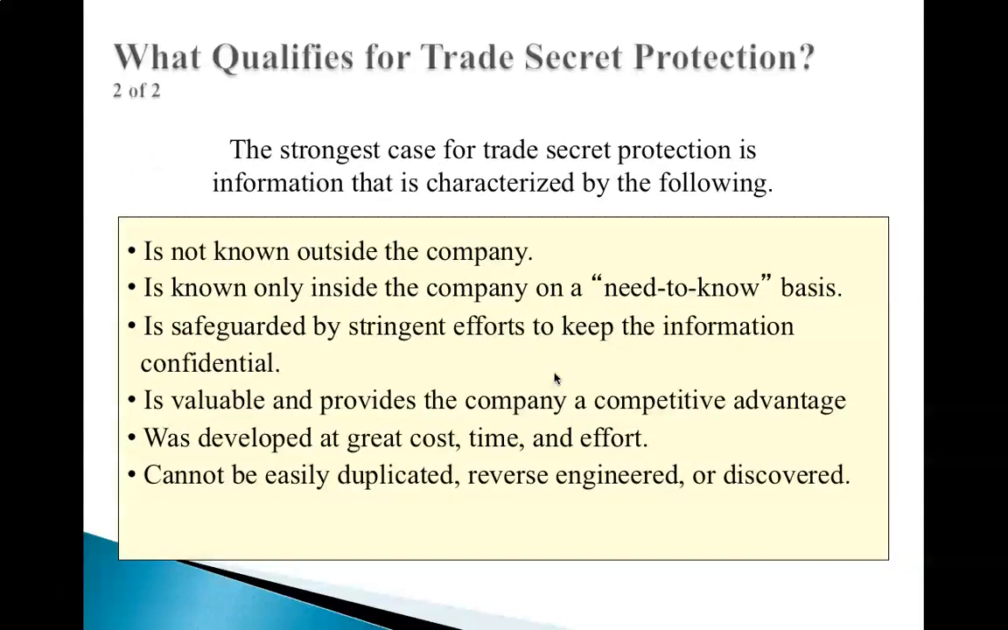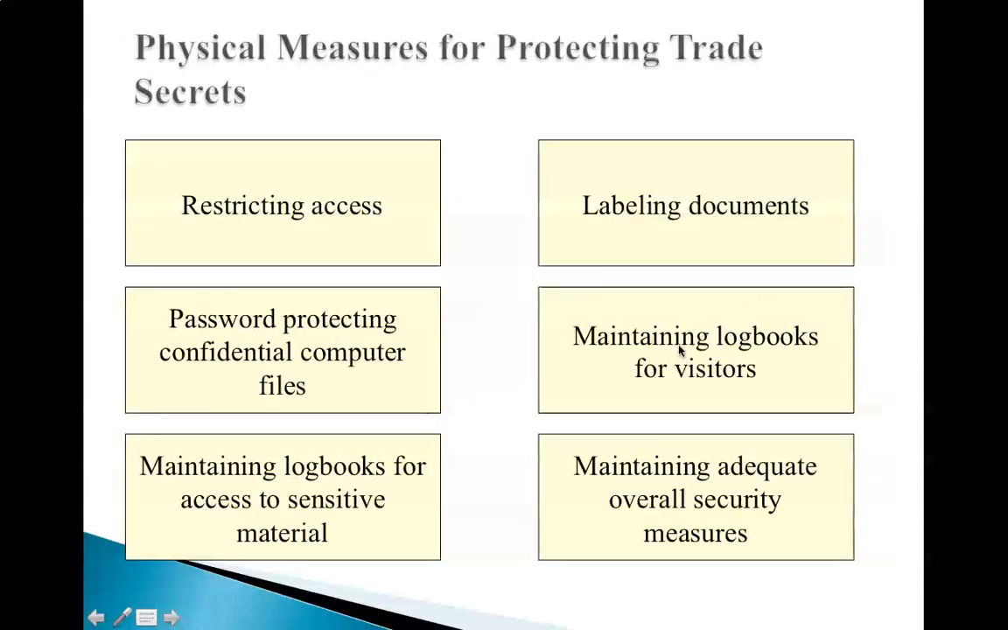The strongest case for trade secret protection is if the information is not known outside the company, is known only inside the company on a need-to-know basis, and is safeguarded by stringent efforts to keep it confidential. You can read that, you don't need me to read it for you. Some physical measures for protecting trade secrets: restricting access, and we see that more and more now in companies, and password protecting. Our IT departments are constantly on top of us to improve our passwords. And again, you can have a look through these.